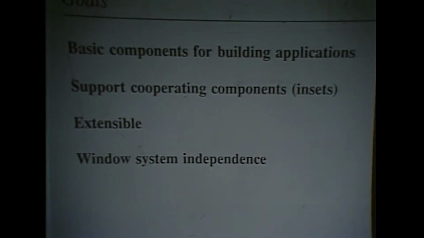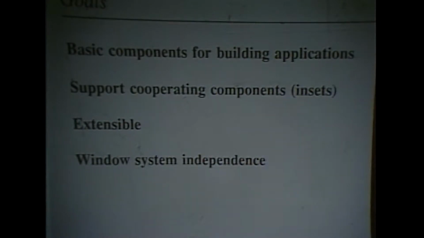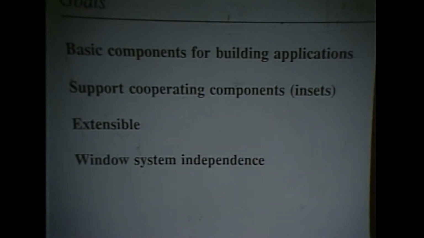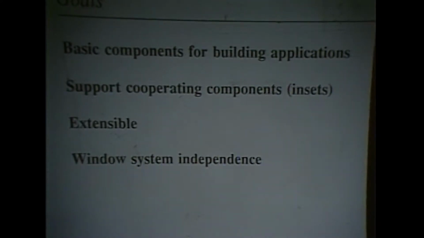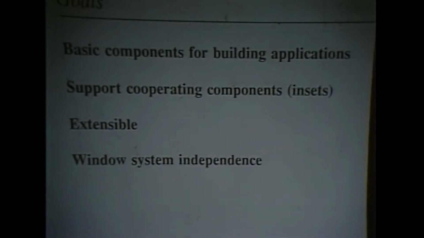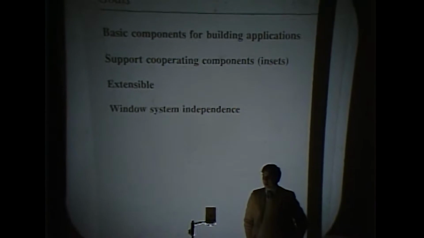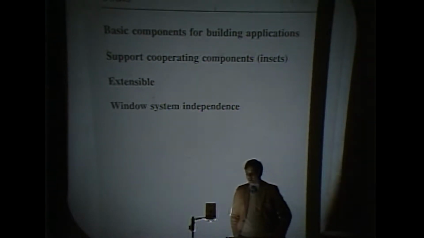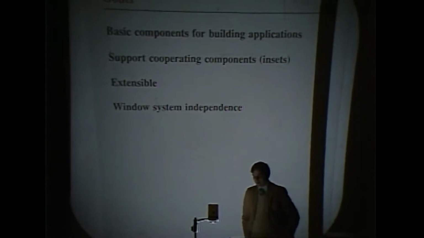It has an architecture for supporting cooperating components. In this case, as I said, the components are called insets. For example, we want to be able to build a system that allows you to have a text document with embedded insets such as tables, drawings, rasters. Also, we want to be able to have a table editor which provides the same functionality, so that I could place text, drawings, rasters, etc. within a table.